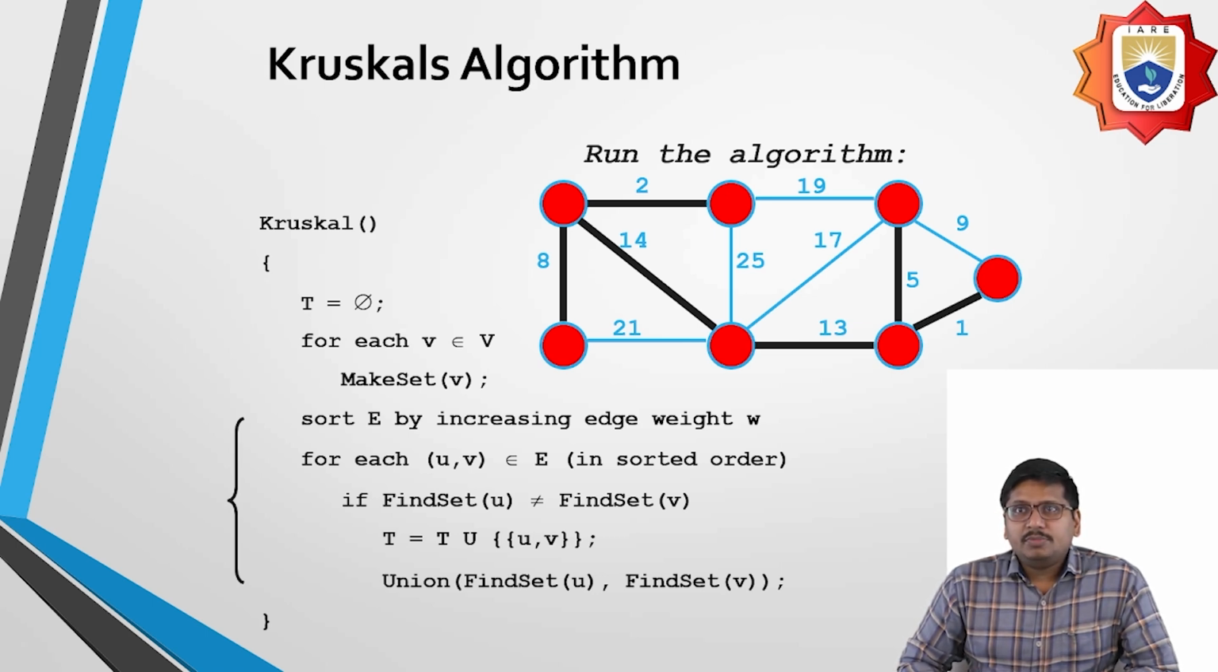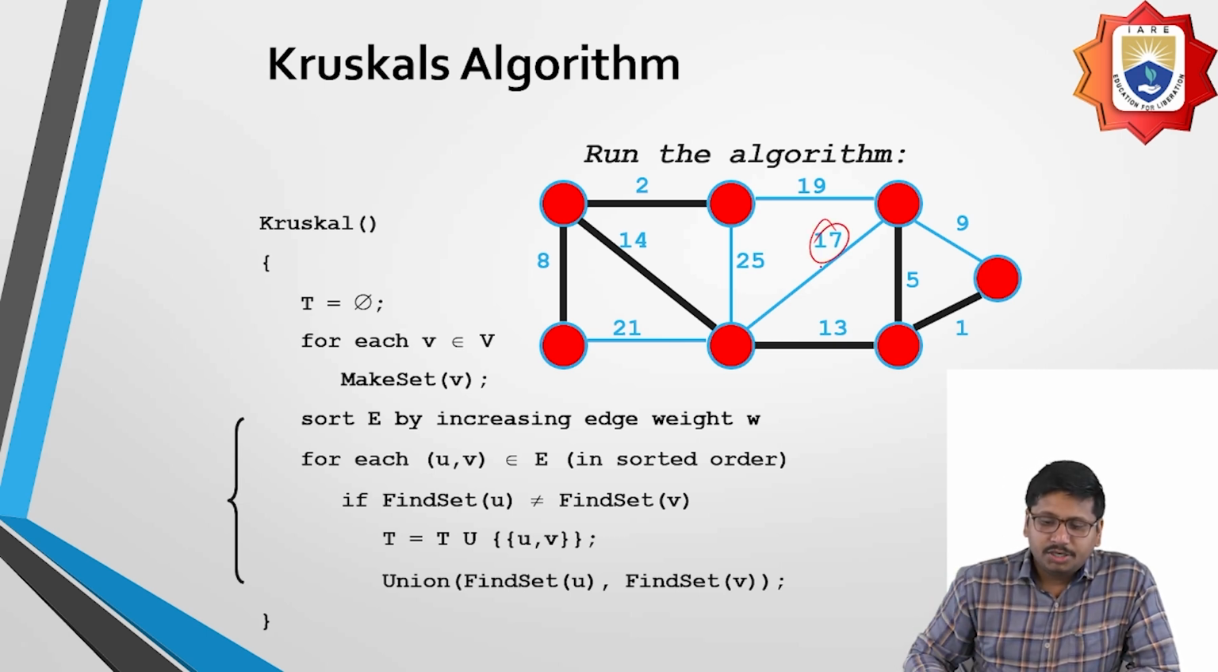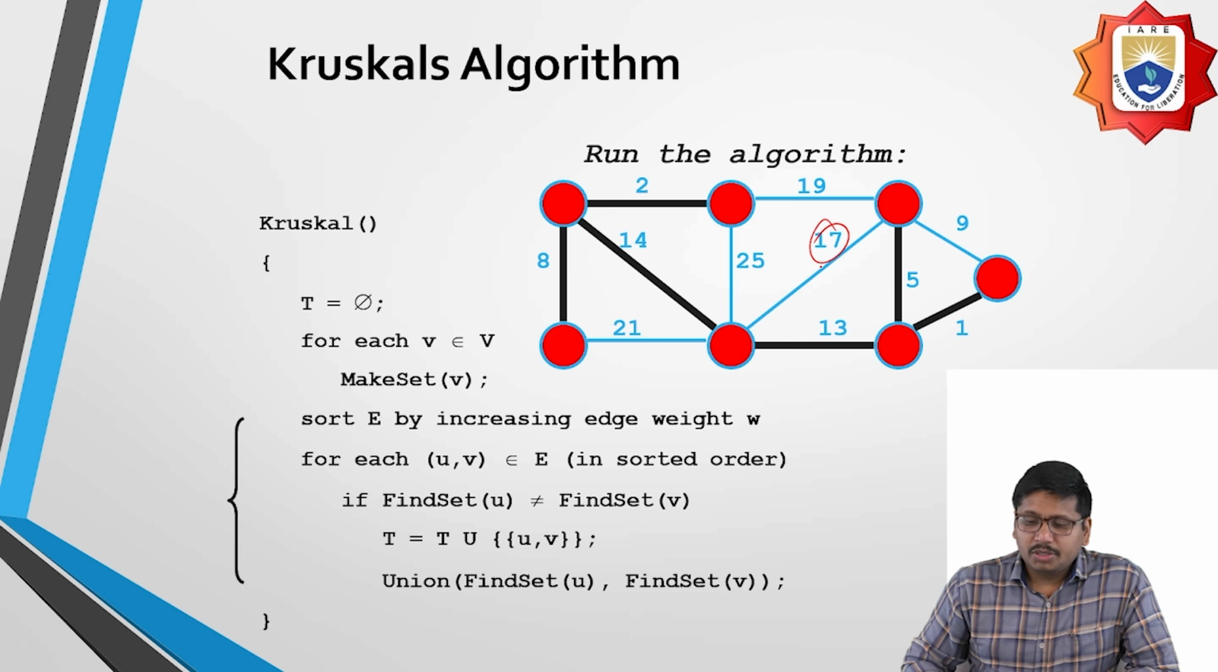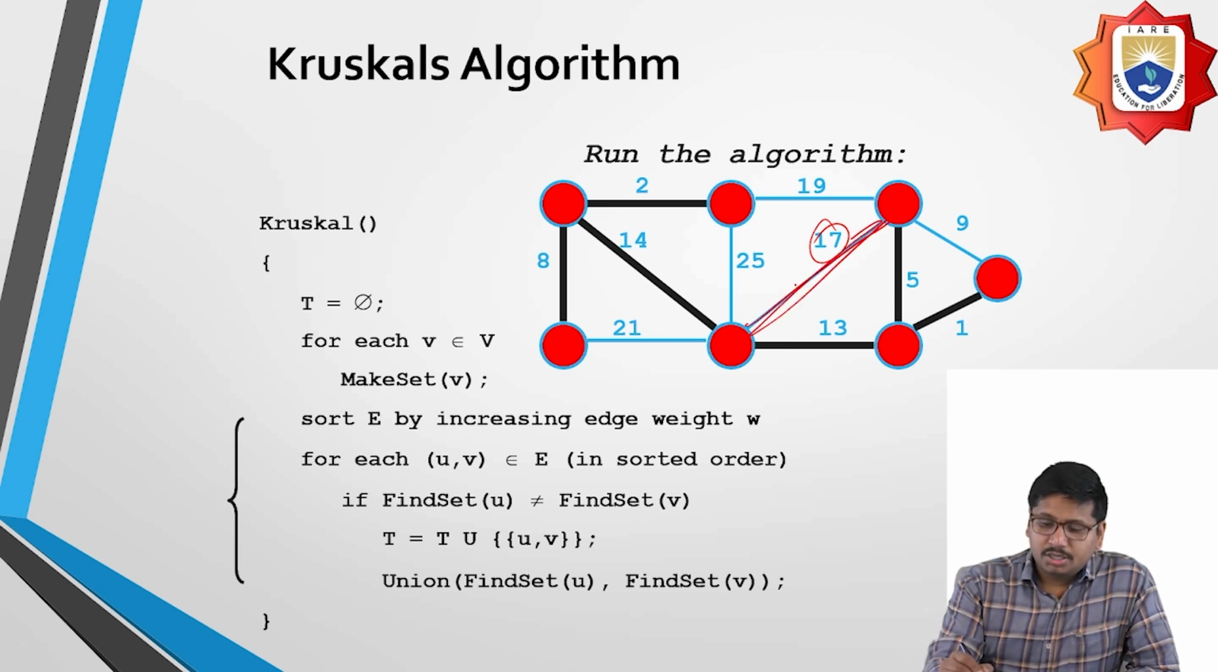And the next minimum I'm going to consider is 17. So 17 is the next minimum. So we are going to select this. It is going to form a cycle in this case, so I'm not able to select this one.